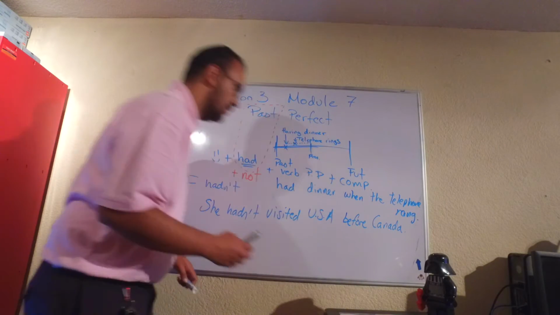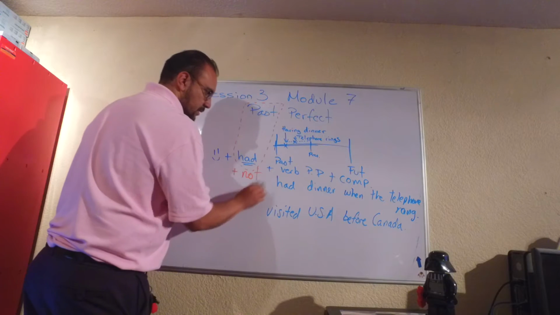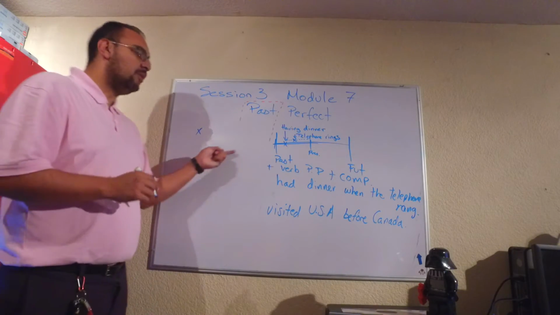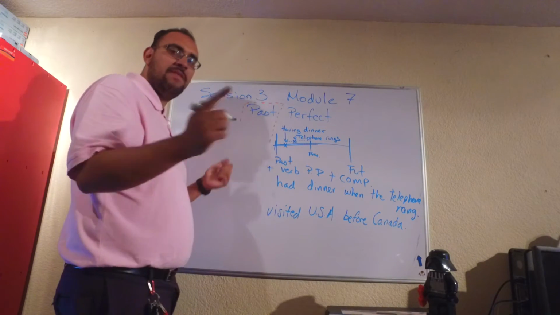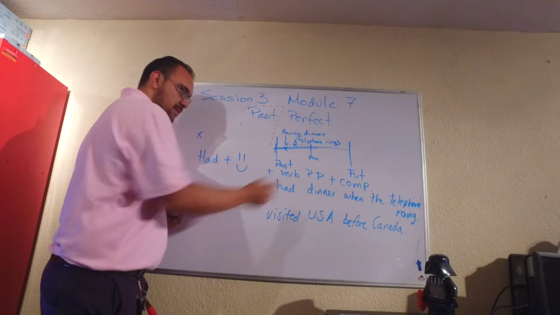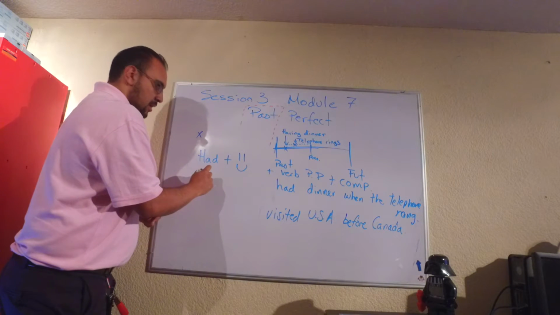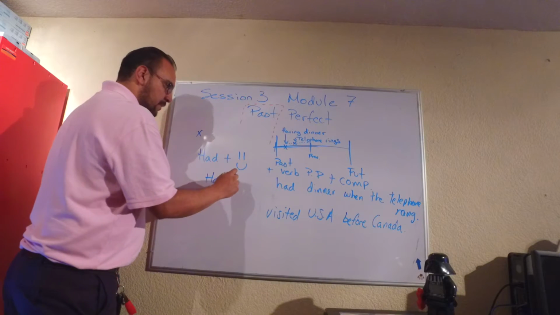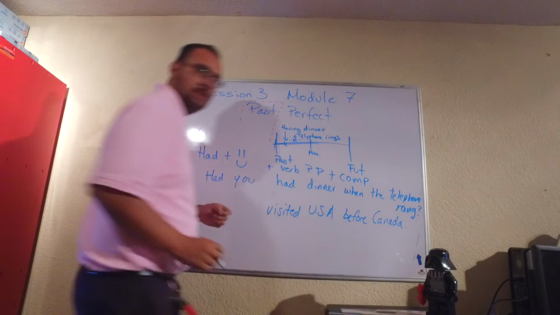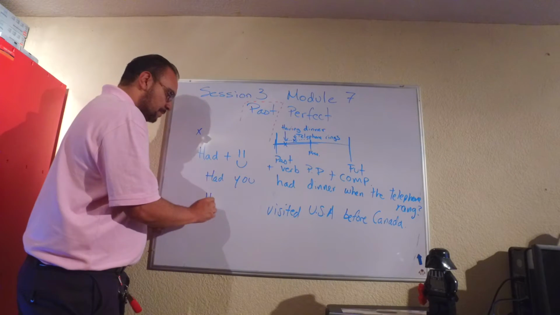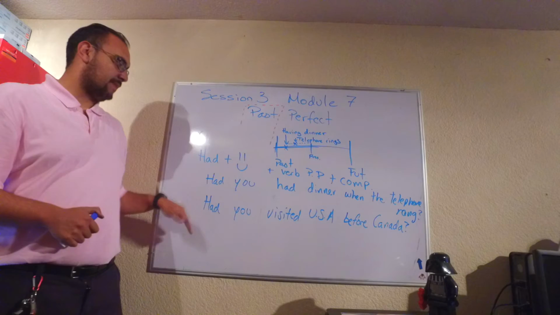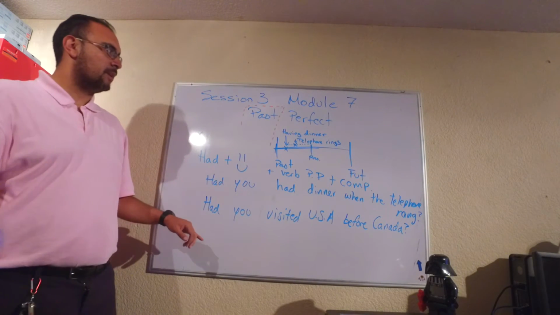What happens in the interrogative form? Once again, you know the rule, and this must be clear by now. We exchange the position of the subject with the auxiliary, that is had plus the subject plus the verb in past participle. So, had you had dinner when the telephone rang? Question mark. Had you visited US before Canada? And here is just the crossing of the auxiliary with the subject. Okay? This is not a big deal.